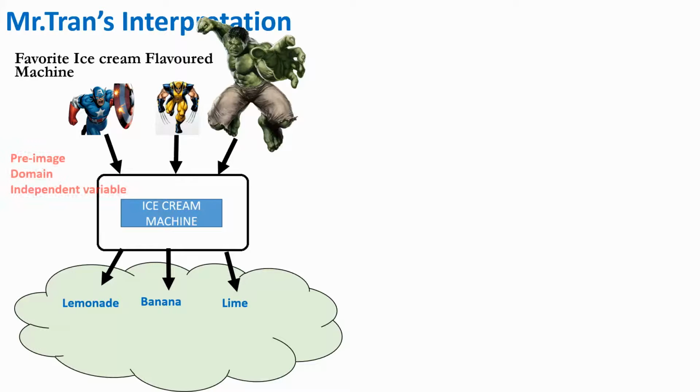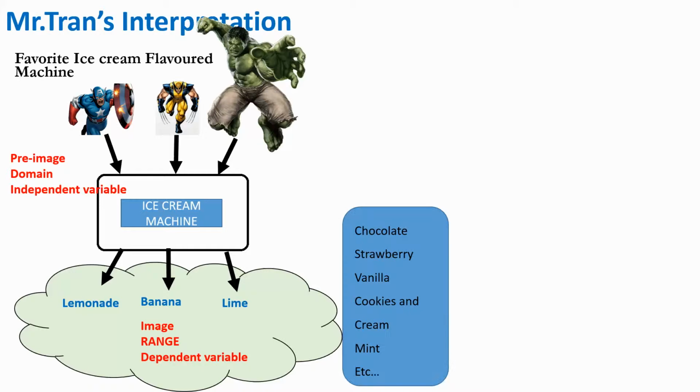If we think about pre-image and the after image, the pre-image is what I'm putting in. So my domain or independent variable would be the 3 superheroes that I've chosen. And the flavors that come out are called my image, range, or the dependent variable. I can't get these flavors unless I put these heroes in. If I were to think about all the flavors that are possible, I technically haven't chosen all the flavors in the world. There's still chocolate, strawberry, vanilla, cookies and cream, mint, and etc. But this is still valid. This is not the only ice cream flavors I have. So this is my range. My range is lemonade, banana, and lime.